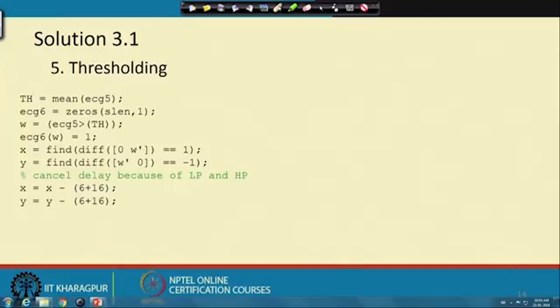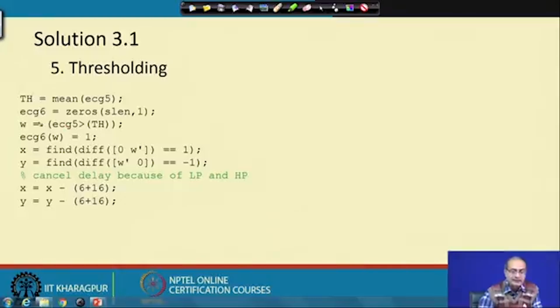So, again we take advantage of the fact that this is an offline operation, we have the signal at hand. So, the threshold TH is taken as the mean of the ECG 5, that means the signal with the posts, we take the mean value, and next we create a signal of the same length as that ECG signal. The only difference is this is filled with zeros.